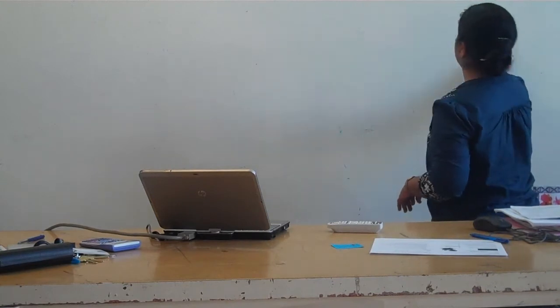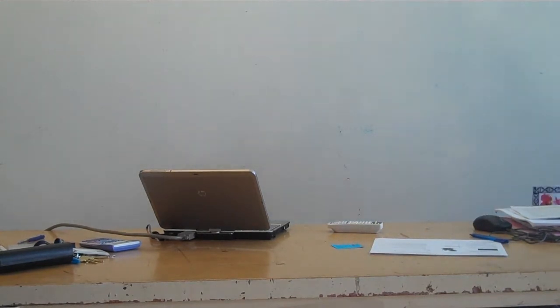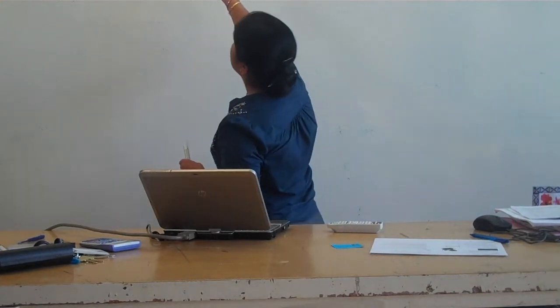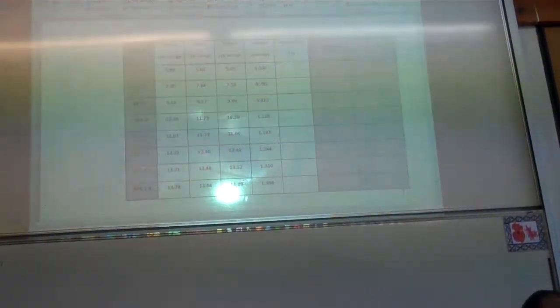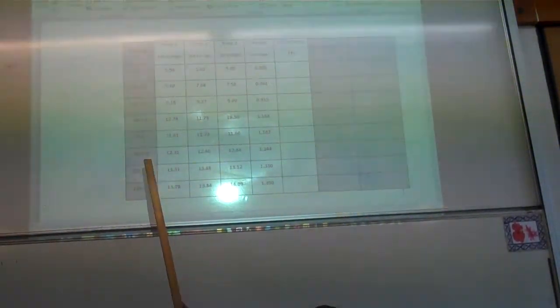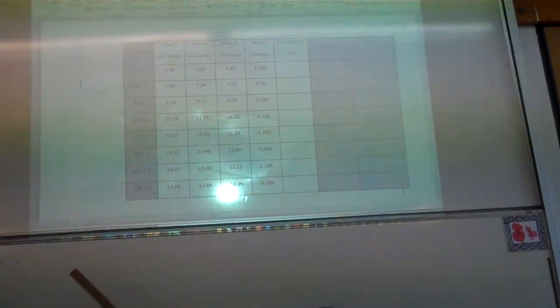Data on the board? Okay, so this is from one of the experiments that was done on the baby bouncer. As you can see here, the first column has got mass in grams, but this is when it was in the old form. I would suggest changing that to kilograms. So the first column, rather than writing in grams, write in kilograms.